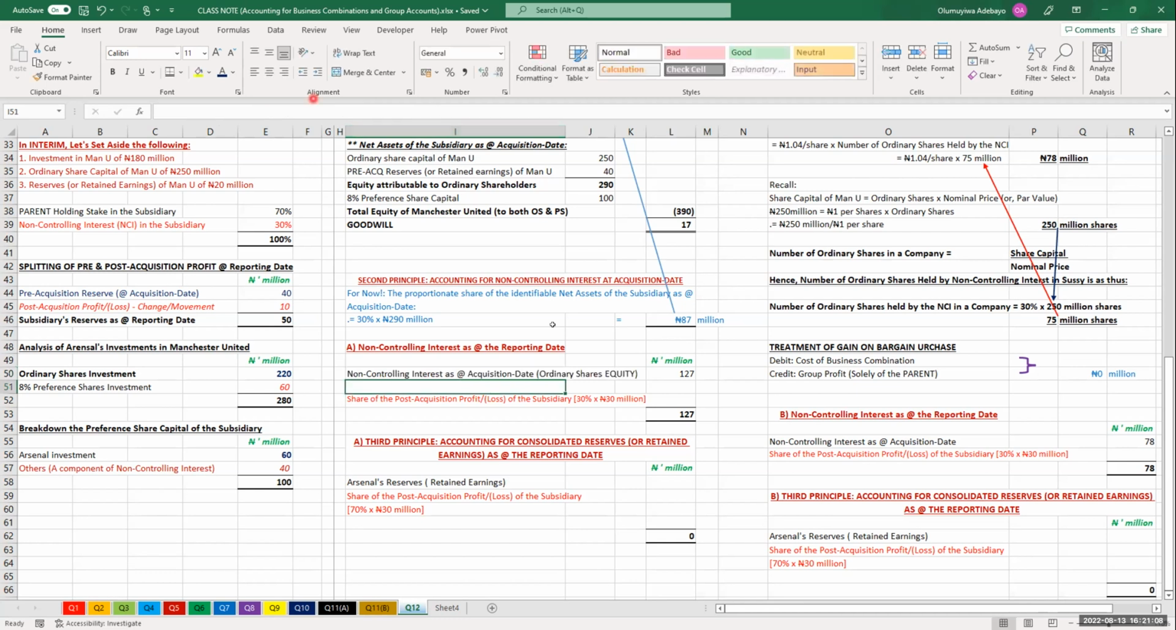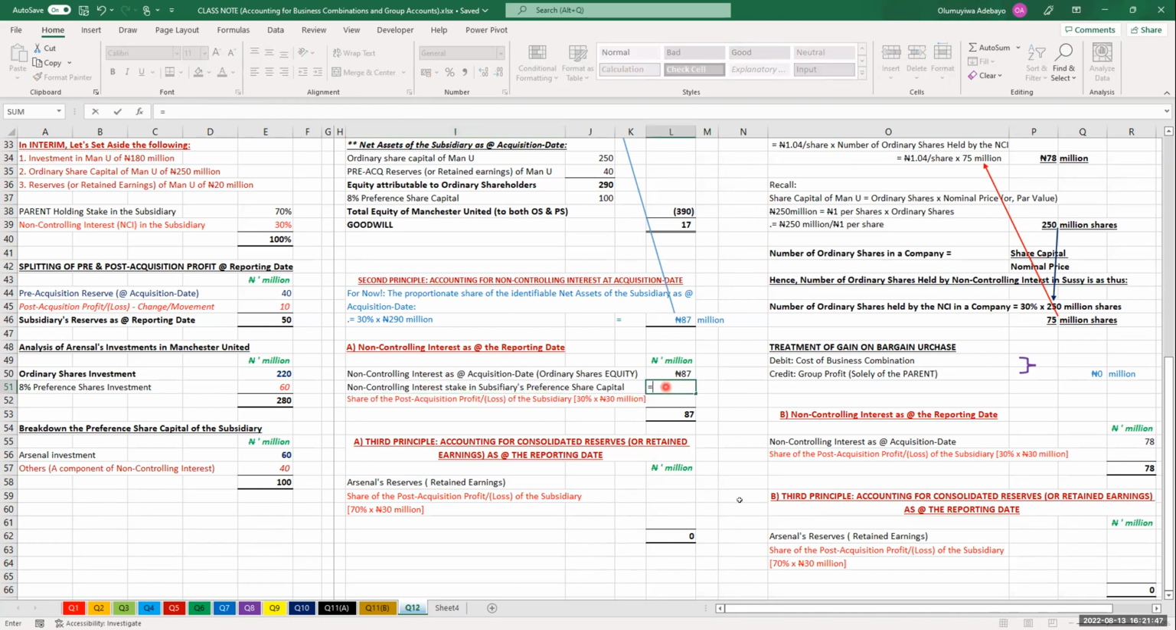Equity. Okay, therefore I can leave it at that 87. Now I'll come here, non-controlling interest stake in subsidiary is preference share capital. Remember, we have it there. That's this 40, which is also the 40 we have there. It's not a big deal.